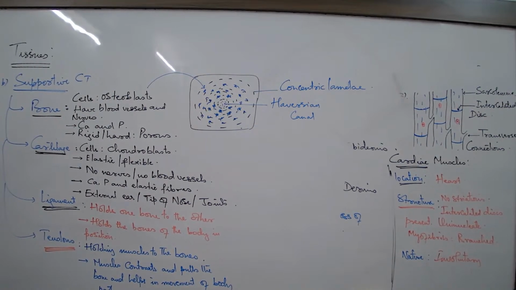Cartilage provides shape, and bones help in movement. That is the specific functional difference: cartilage provides shape, and bones help in movement.